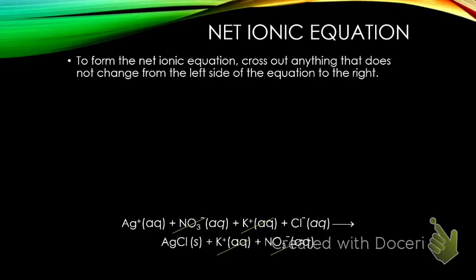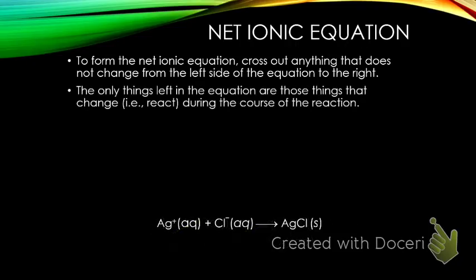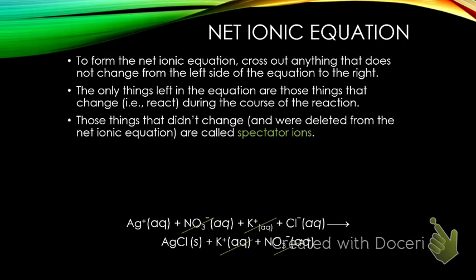What you do, once again, is you cross out anything that does not change from the left side of the equation to the right side of the equation. The only thing that's left in the equation are those that changed. So in this example, we have the silver aqueous cation plus the chloride anion that's aqueous that makes the silver chloride. Everything else that didn't change are called spectator ions because they're just watching the chemistry happen. They are spectators. And so if I ask you a question, like list the spectator ions, it would be potassium and nitrate in this example. But they aren't important to the actual chemistry per se.